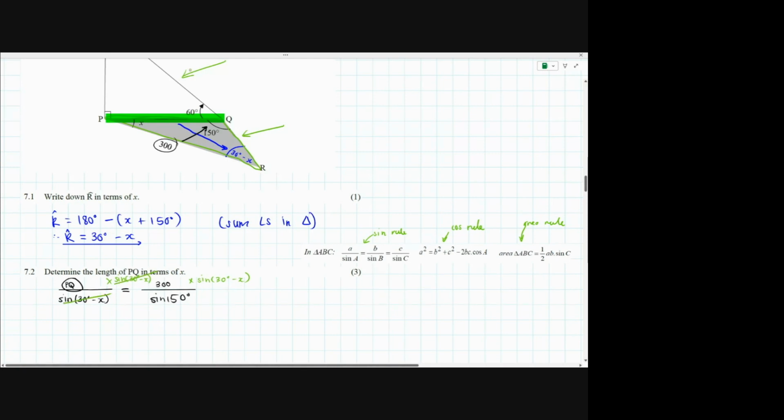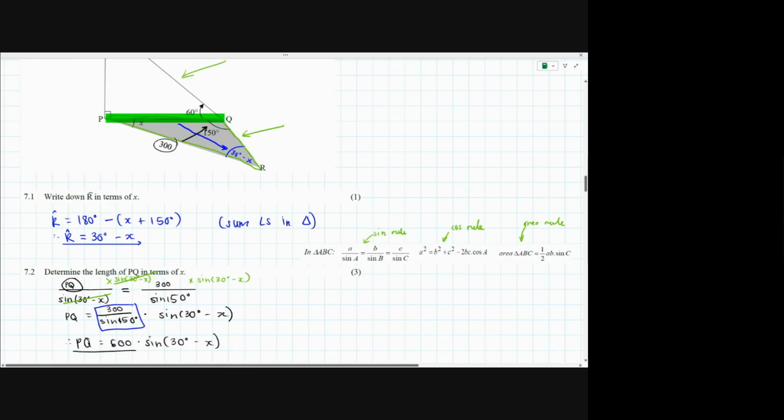Get rid of it. And so now we know that PQ is equal to 300 over sine 150 times sine of 30 minus x. Bear in mind, you can actually type this fraction into your calculator. So this 300 over sine 150, you can simplify that. If you do that, that gives you 600. And so we get PQ is equal to 600 times sine of 30 minus x.